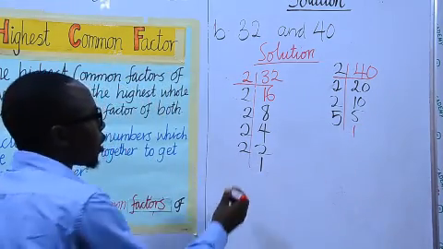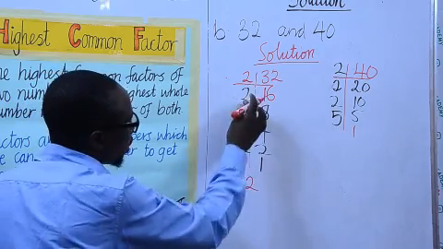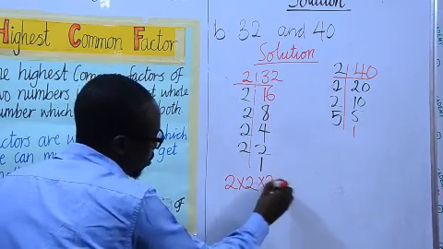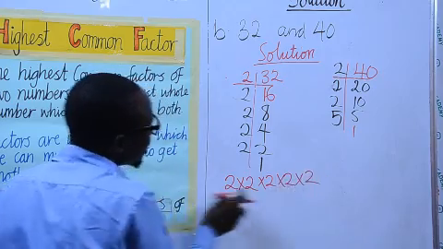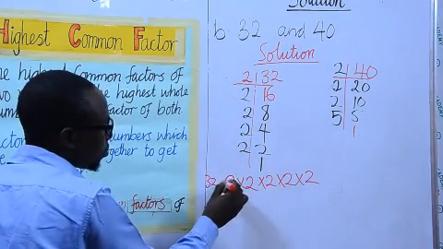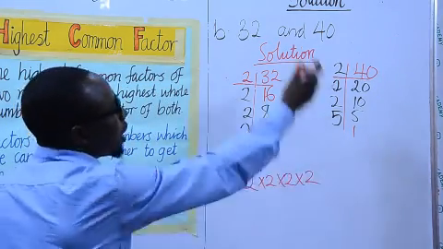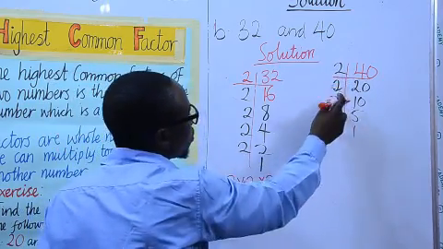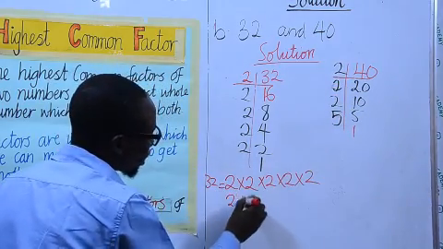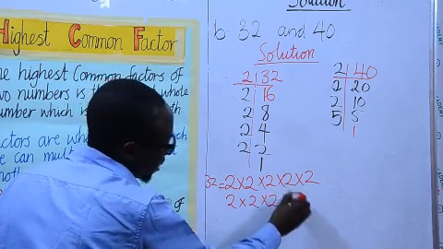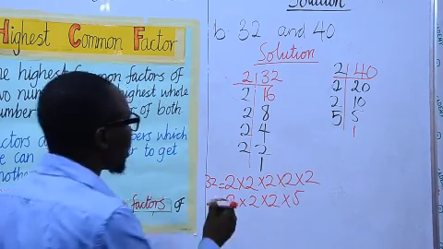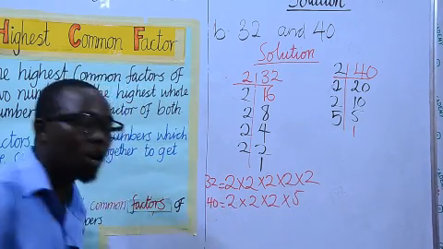Now let's try to bring them out. We have 2 multiplied by 2, 1, 2, 3, 4, 5, times 2, times 2, times 2. Remember, this is for 32. 1, 2, 3, 4, 5. Now let's go to the other one where we're having 2, 2, 2, 5. We're having 2 times 2 times 2 times 5. Exactly. And this is for 40. I hope you understand.